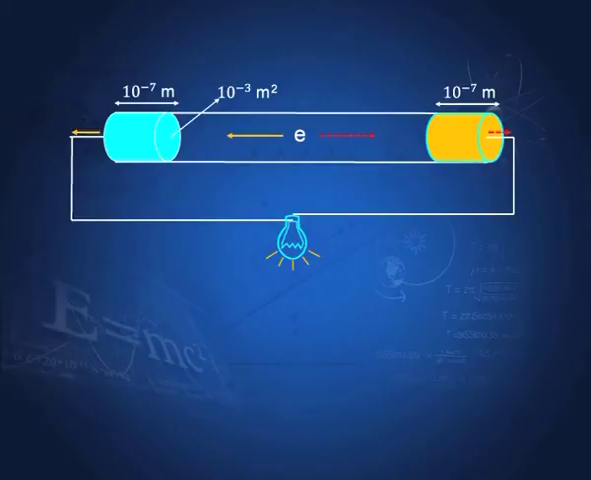That is the distance covered by electrons in half a cycle. The cross section we have chosen is 10 to the power minus 3 meter square, so that the volume is 10 to the power minus 10 meter cubed. On this, suppose the electrons move first in this direction for the first half cycle, and for the next half cycle let them move in this direction.